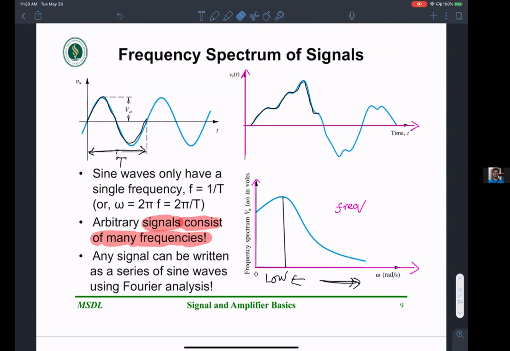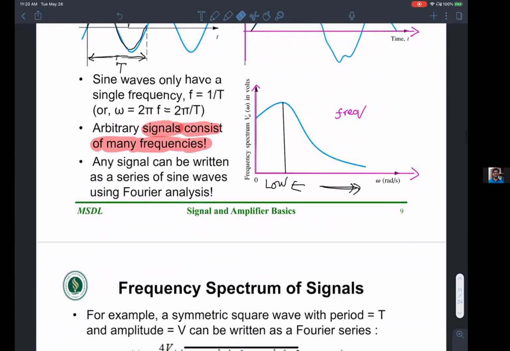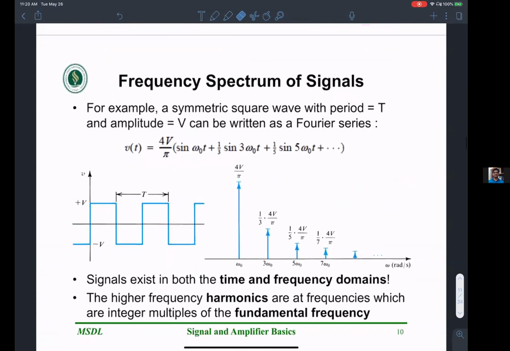Questions, please. Okay. All right. So that's the idea of frequency spectrum.